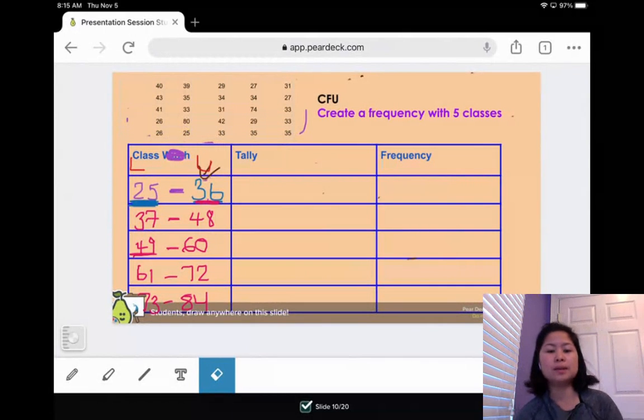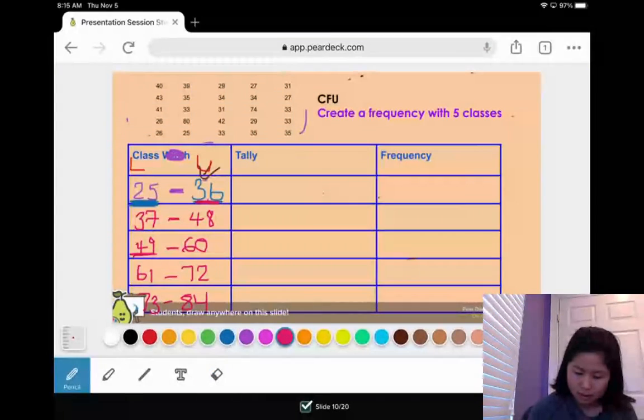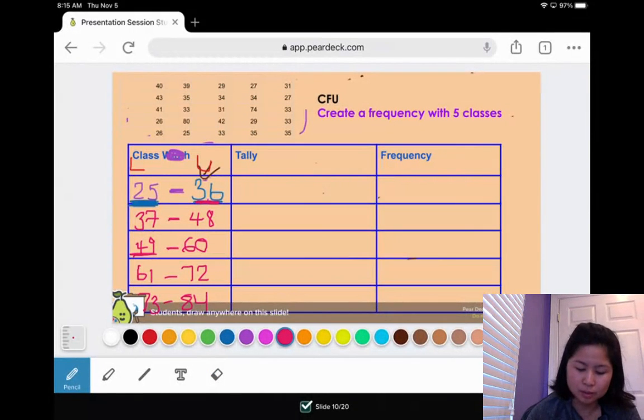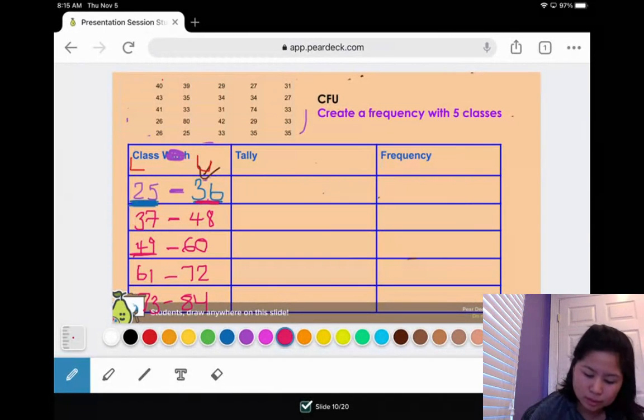So now the next one is a tally. This one is not difficult. It's just tedious. It takes some time. All right, so I'm going to start. How do I know which one to start? Well, I'm going to start with 40, the number right here. Why? Because it's the first number. So this is 40.